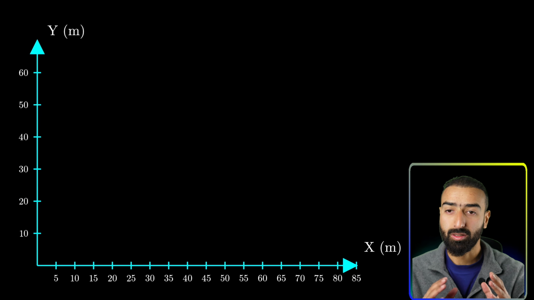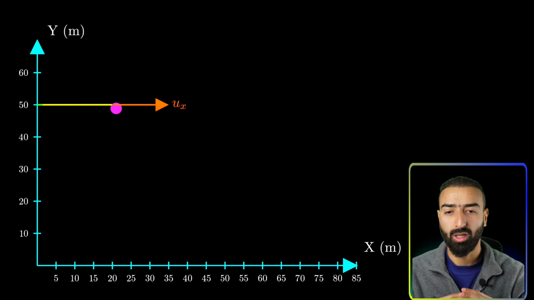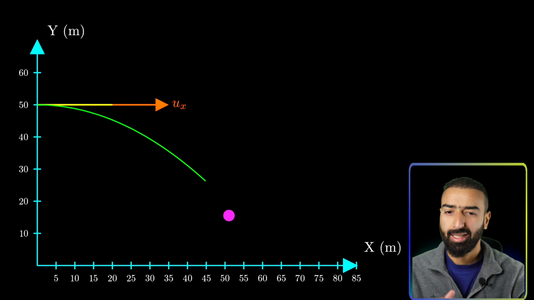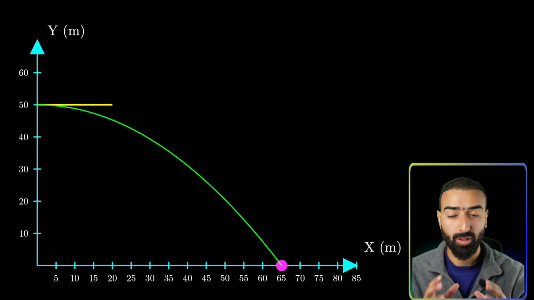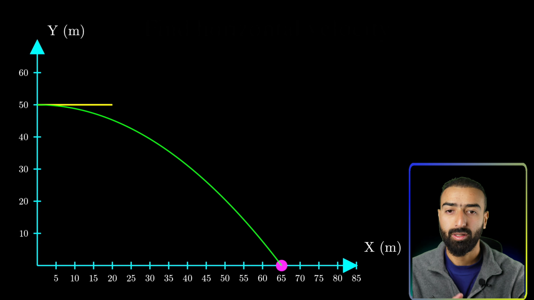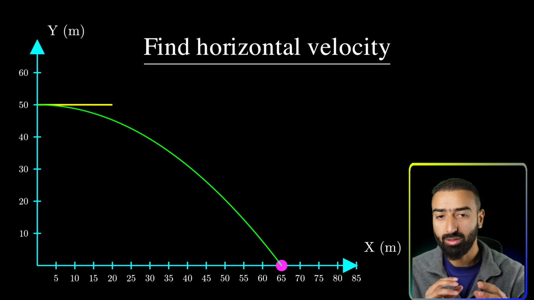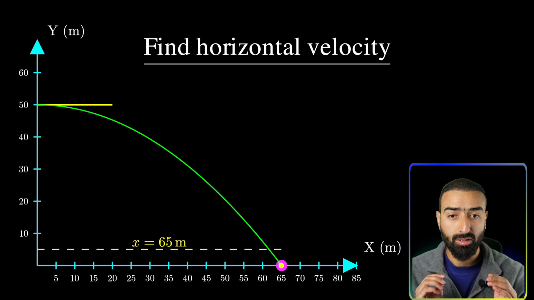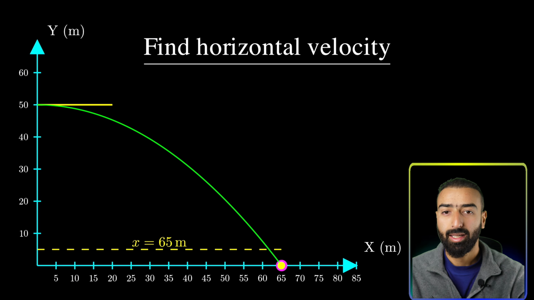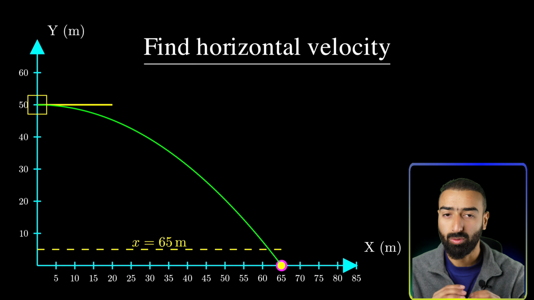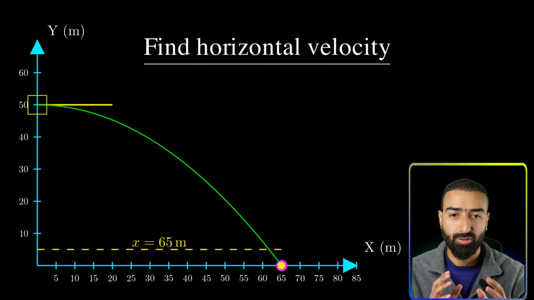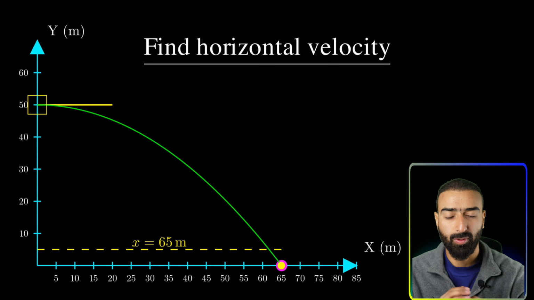An object is launched horizontally with a velocity ux. It lands at some distance from where it started. We are interested in finding the horizontal velocity given the horizontal distance it covers and the vertical height from where it was launched. You can try this problem and pause this video here.